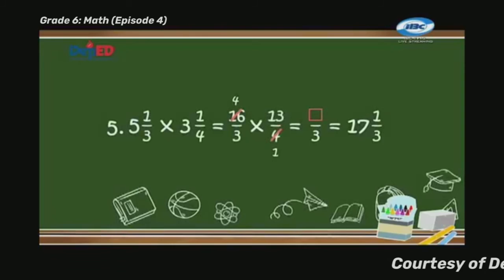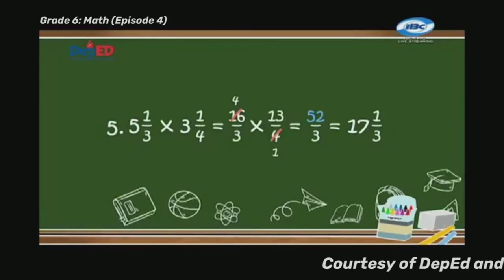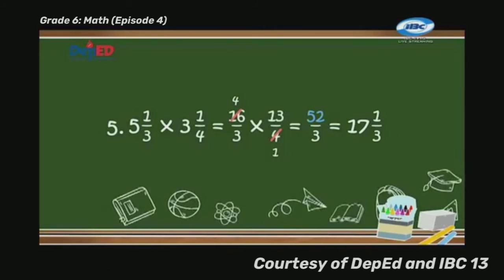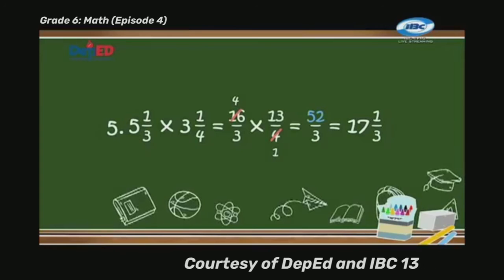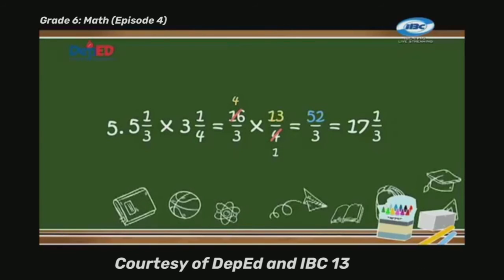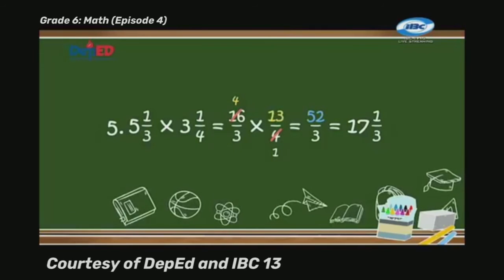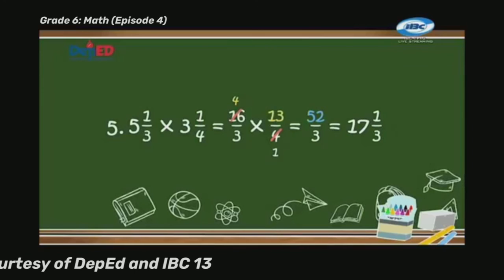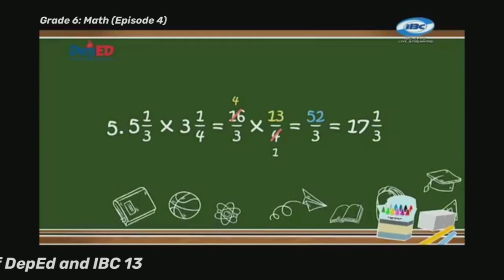Number 5. The answer is 52. Multiply the reduced numerator by the other numerator. 4 times 13 equals 52. And 52 thirds is equal to 17 and 1/3.